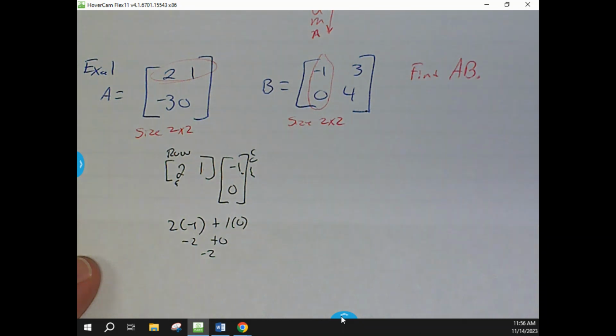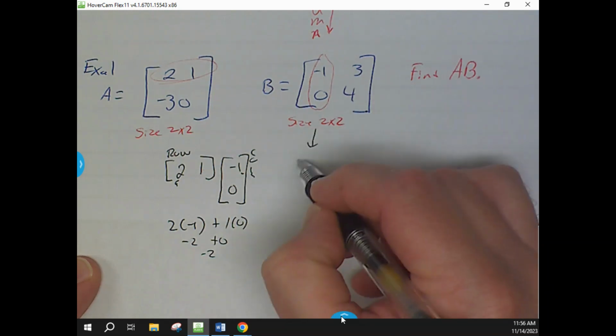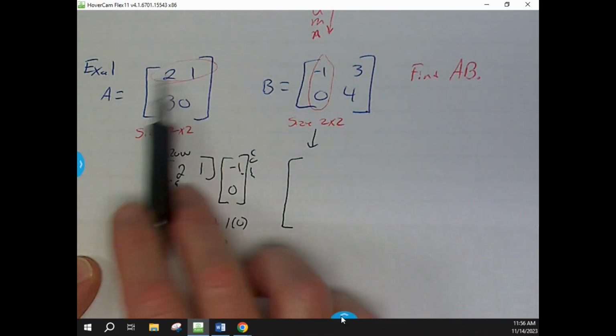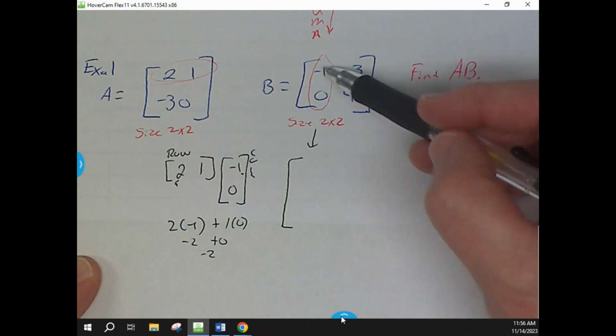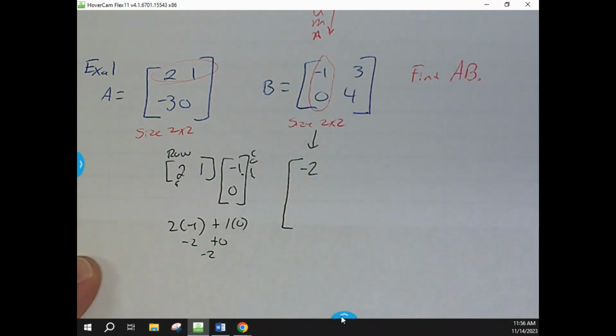Now, this was something I had never thought about before. As you write out your answers, take your second matrix that's here, and write the answers underneath it. So if we take this row and multiply by this column, whatever the answer is, write it underneath the column here. So that negative 2 is going to go right there.